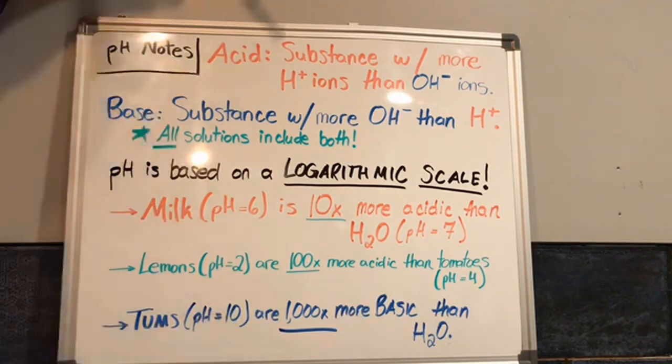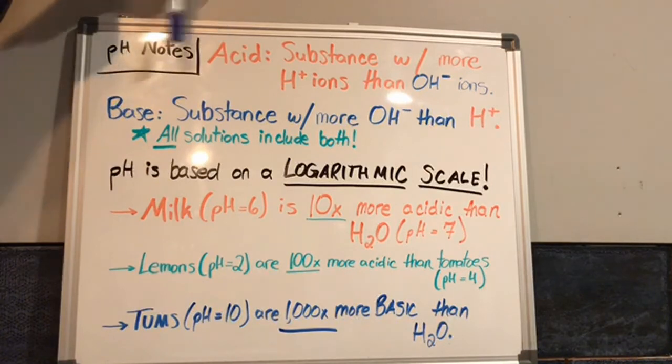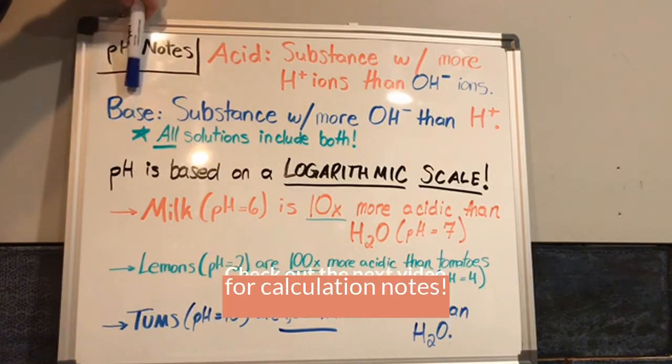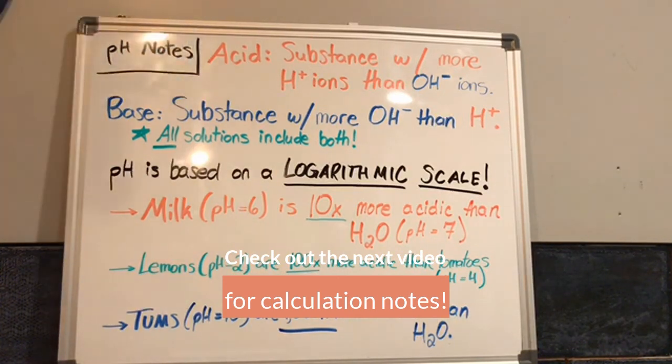So that just gives you an idea of what pH actually means. It's just talking about the ratio of H plus to OH minus. Low pHs are your acids, and high pHs are your bases. Now we're going to get into some of the calculations, so let's get your calculator out. We're going to do some math.